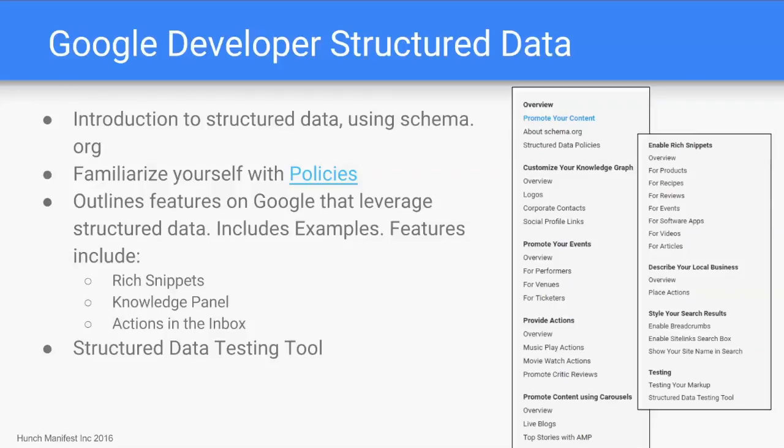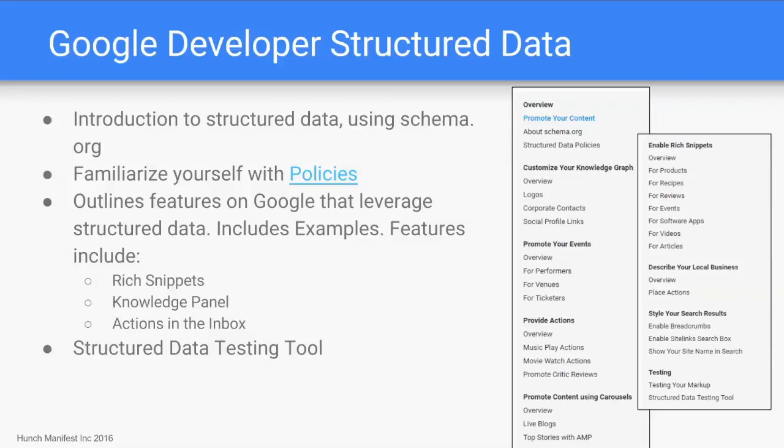So get familiar with the overviews. Have a look into some of these rich snippets. Within each one of these different features, you'll be able to read about what the required fields are, what type of classes this is relevant to, and also see some examples of what they're looking for. So familiarize yourself with the policies, and get an idea of the different features that you can leverage with Google.